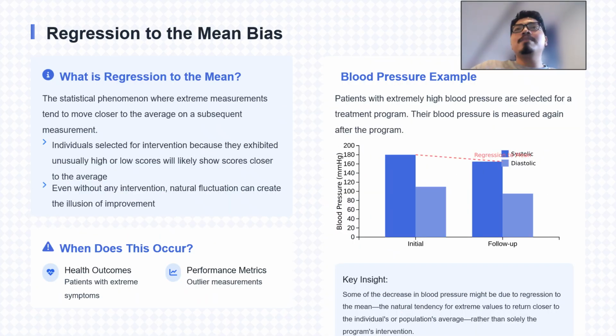So, regression to the mean bias. The last type of bias we'll discuss is regression to the mean. And I know it sounds very technical, but it's actually very simple. It means that extreme situations naturally move backwards to normal levels over time.